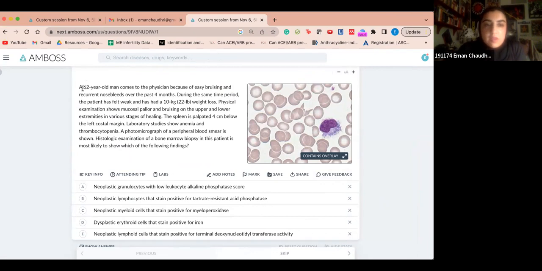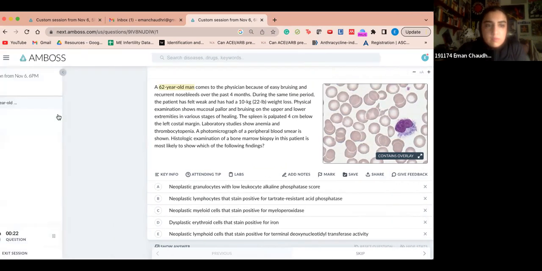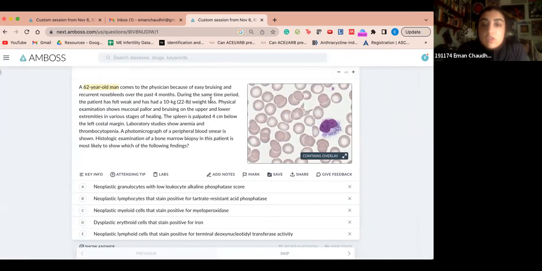All right. So a 62-year-old man comes to the physician because of easy bruising and recurrent nosebleeds for the past 4 months. During the same time period, the patient has felt weak and has had a 10 kg weight loss. Physical examination shows mucosal pallor and bruising in the upper and lower extremities at various stages of healing. The spleen is palpated 4 centimeters below the left costal margin. Lab studies show anemia and thrombocytopenia. A photomicrograph of the peripheral blood smear is shown. Histologic examination of the bone marrow biopsy in this patient is most likely to show which of the following.